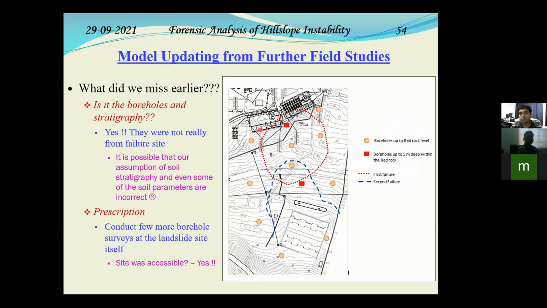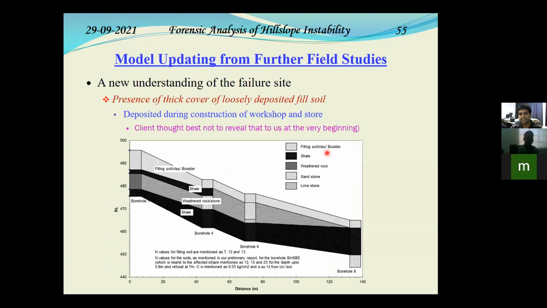When we looked into all these boreholes over the landslide site, our vision about the stratigraphy completely changed. So now very interesting things could be noticed when we placed the boreholes one after the other, and we could figure out the stratigraphy along the slope. Now, one very important thing which we noticed is the presence of a thick cover of loosely deposited fill soil for around 1 to 2 meters.